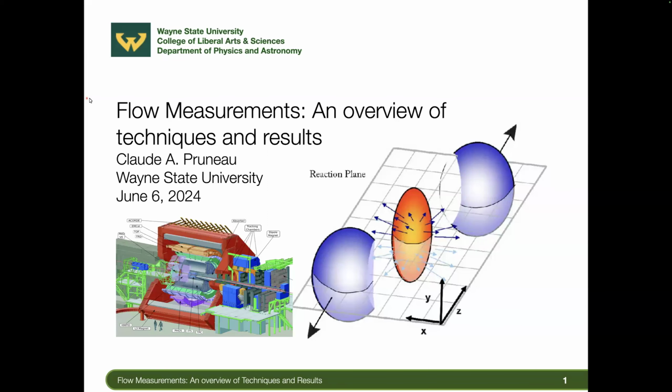I should stress in the beginning that flow has been, and is, a dominating feature of heavy ion collisions, and as such has attracted a lot of attention and has involved a lot of smart people who have developed magnificent techniques to measure flow. So it's absolutely impossible to cover everything. I will do my best to introduce the topic, and if I miss one of your favorite techniques, then I apologize.